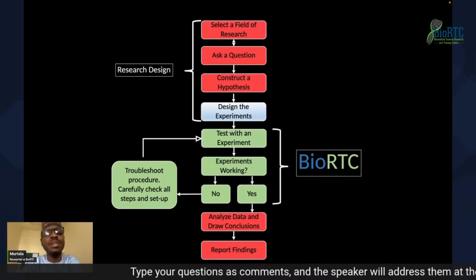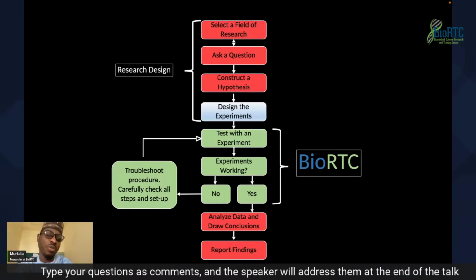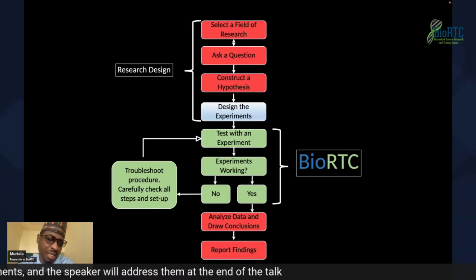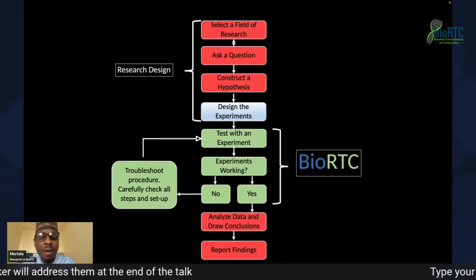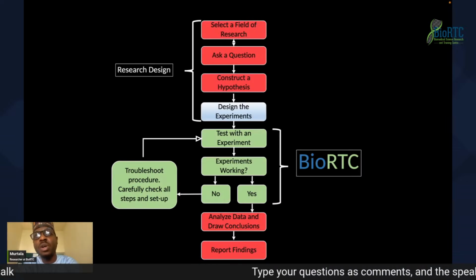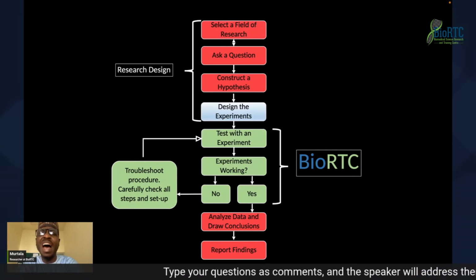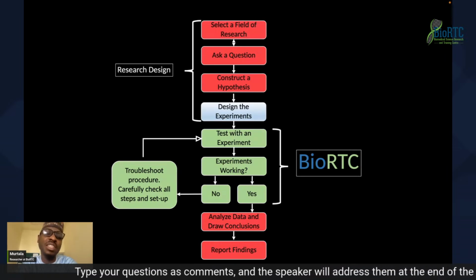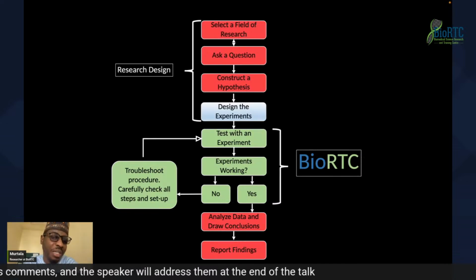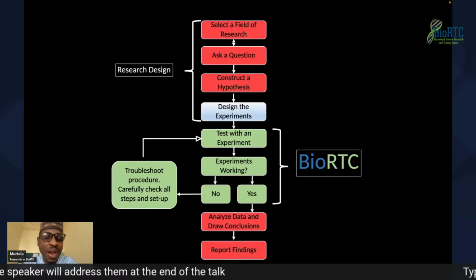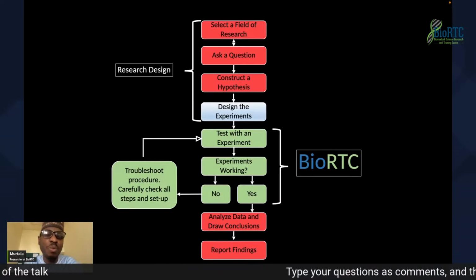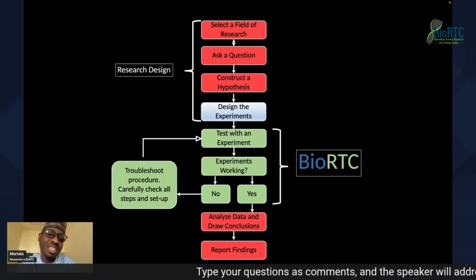But like I said, the research design involves a lot of things that I'm hoping anybody who is listening is familiar with. One thing that I notice is that sometimes the people that want to come to BioRTC are at a very, very early stage of their research. For example, they just know that they are going to work in a particular area, but have not designed the experiments, and that really makes it a little bit difficult sometimes to access the facility.